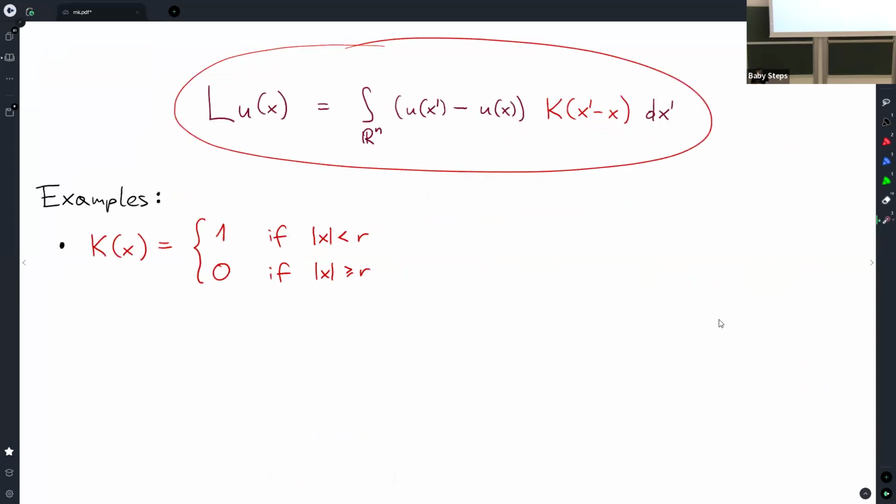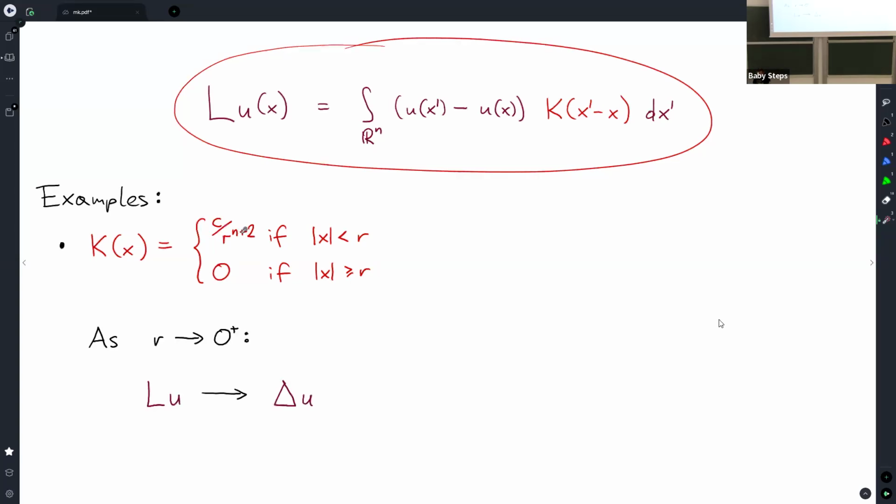All right, so let me give two examples. The first one is a very simple one where you take the kernel k to be equal to 1 in the ball and 0 outside. So what does operator L effectively do? Well, it integrates u over a small ball centered at x and compares that value with the value of u at x. So this tells you how much different the average in a small neighborhood is from the value at the center of that neighborhood. Okay, well, it's a fairly simple operator if you scale it appropriately.